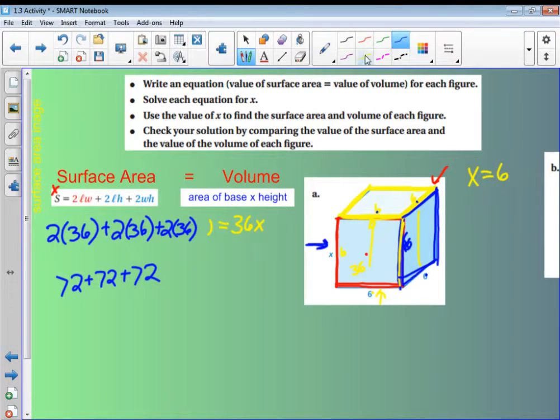So I just found out that the surface area equals 216. Now I'm going to do the volume. So I'm going to substitute in this equation 6. So 36 times 6, not 366. Pull my calculator out. 36 times 6 better give me 216, and it did. So volume equals 216. These are equal to each other, so I know that I did it correctly.